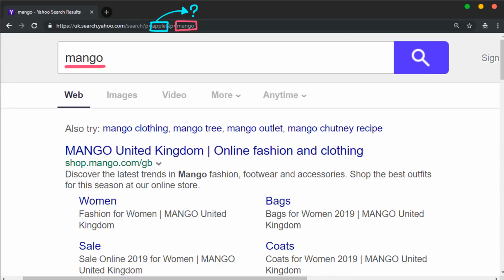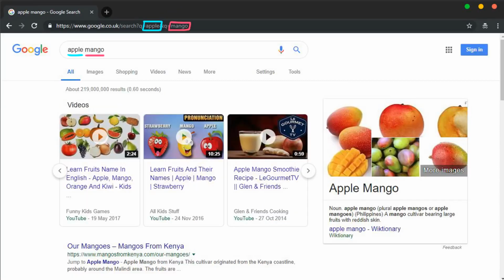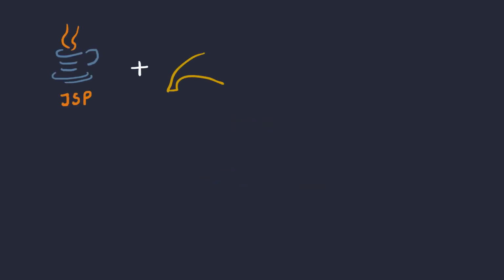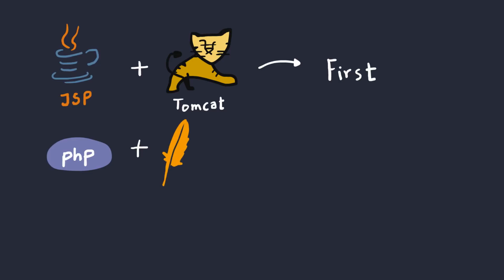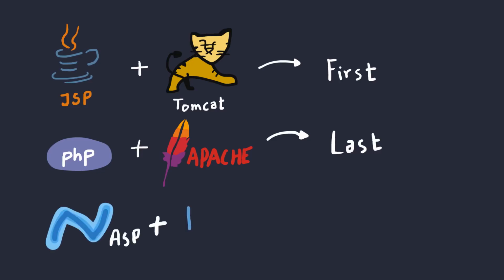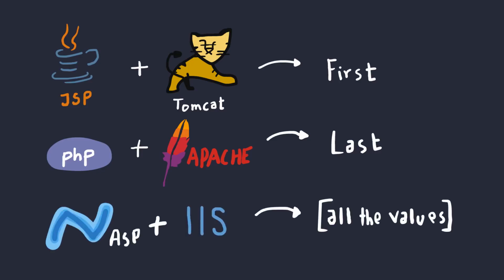If you try to search online, I mean literally search online, you'd see that the query parameter in Yahoo returns the last value. However, Google returns both the values concatenated. Now, some servers return the first value, some return the last value, and others return everything. For our simple example, if our server code was written in JSP and running on an Apache Tomcat server, it would return the first value. If it was PHP on Apache, it would return the last value. And if it was ASP.NET on IIS, it would return all of them concatenated.